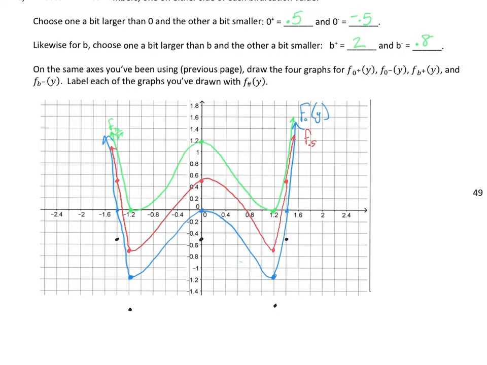And then connect those with the same shape. Okay, and that's f of negative 0.5. All right, now I have to do f sub 2. So that is a vertical shift up 2 from the blue graph. So my highest point is going to be like here.